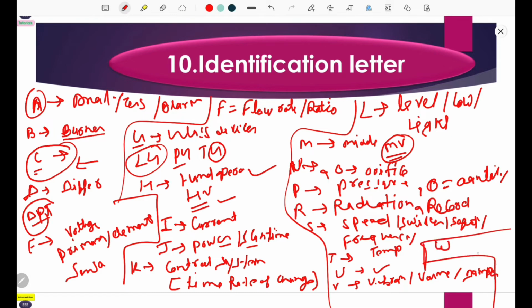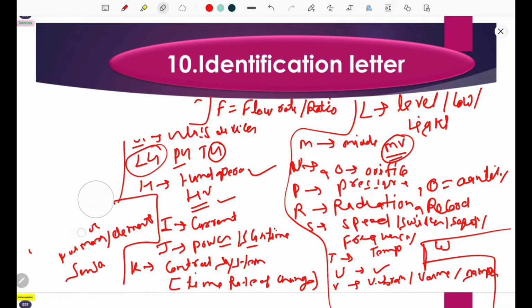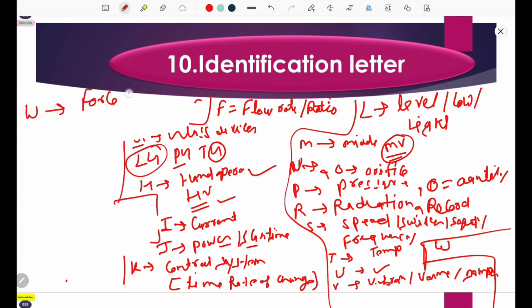W, okay, we can simply clean here and write here. W is generally used for force or valve.